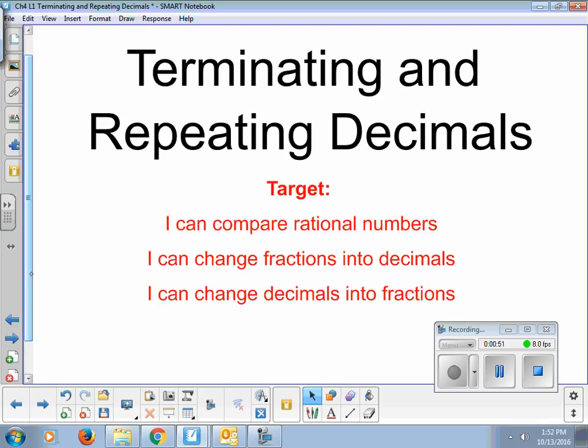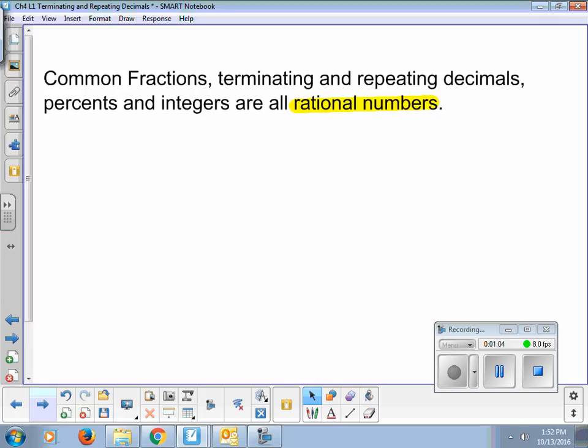So today our topic is terminating and repeating decimals. Our target is comparing rational numbers. I can change fractions into decimals, and I can change decimals into fractions. So common fractions, terminating and repeating decimals, percents, and integers are all rational numbers.